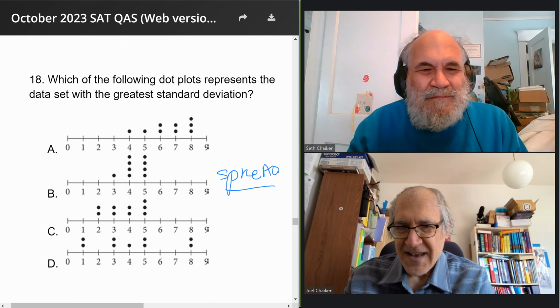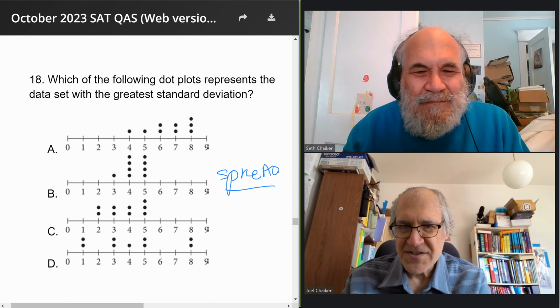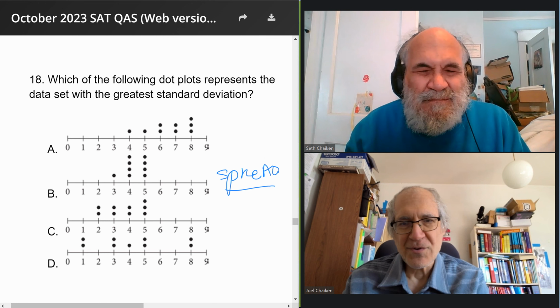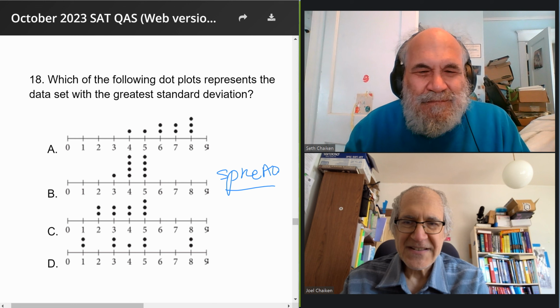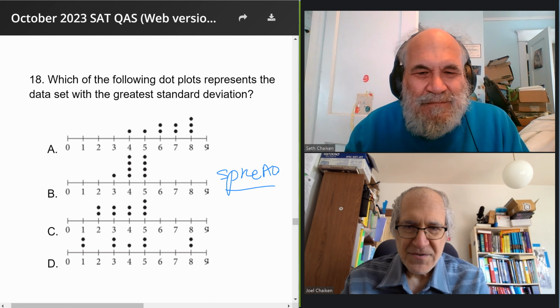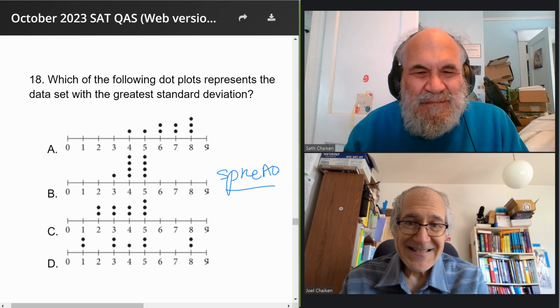So you look at all the answers because it's qualitative. In qualitative questions, you always want to look at the best answer. And it looks like it would be D. The data in D is pretty spread out. So you would think that D would have the greatest standard deviation. And I think that's it.